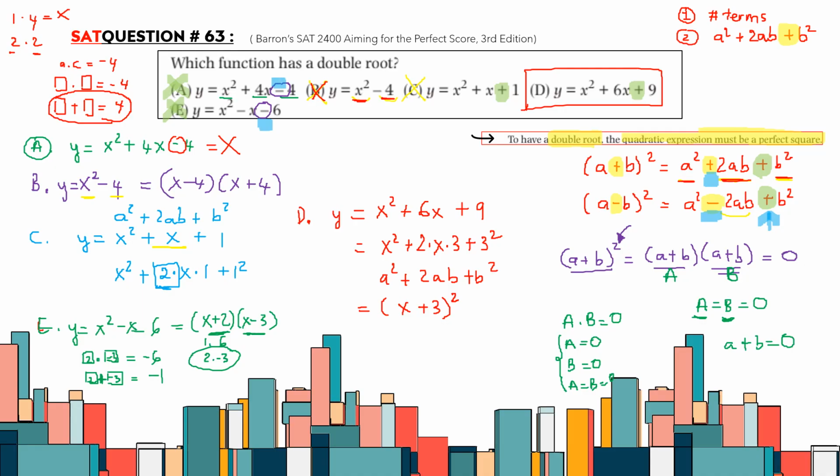So now for C and D, you just have to work out those two answer choices to make sure whether it is a perfect square or not. That will save you time, right?